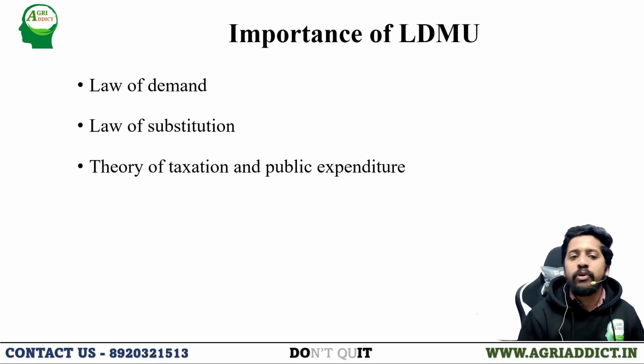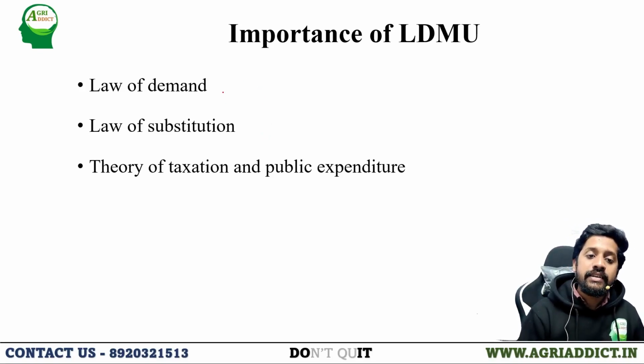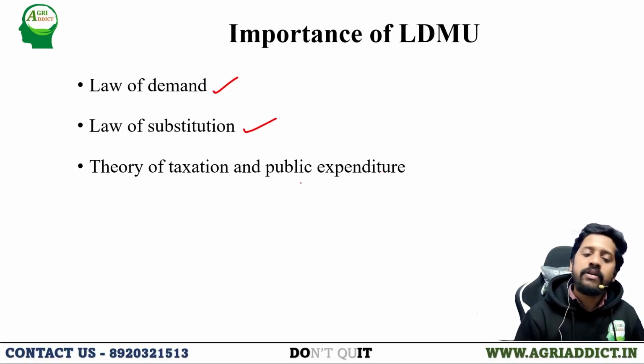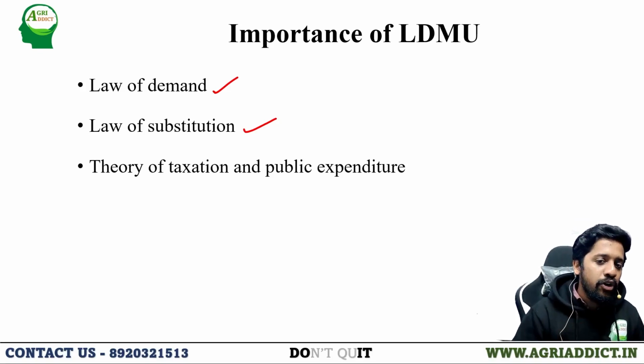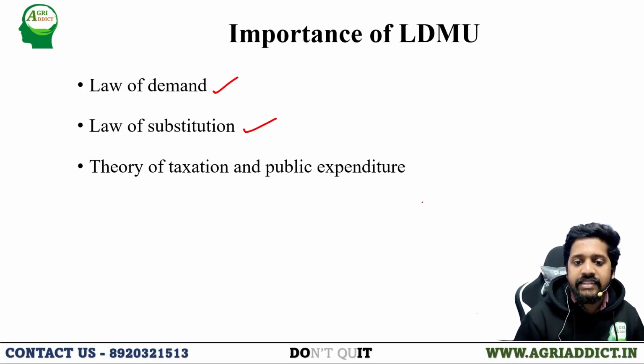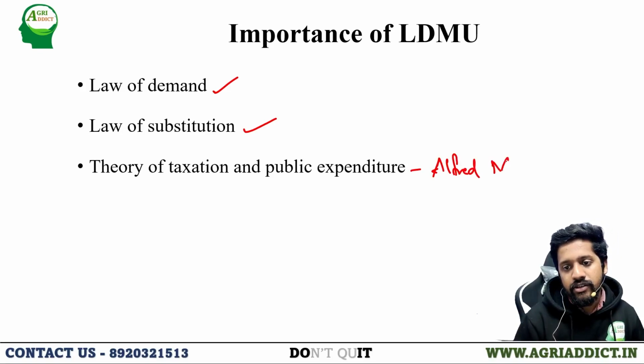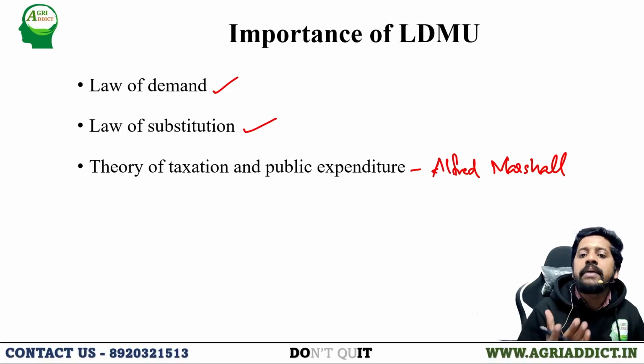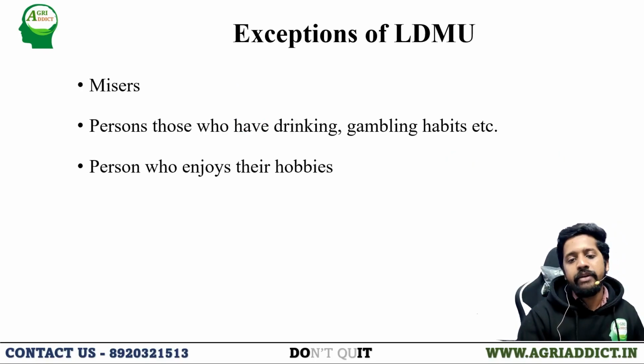So what is the practical importance of LDMU? The law of demand that we discussed in the previous class, the law of substitution, and these laws have their base in the law of diminishing marginal utility. And when this law was applied in terms of money, the theory of taxation and public expenditure was formulated by Alfred Marshall. So as we progress in the concepts of microeconomics, many concepts have a backup or base from this law of diminishing marginal utility.